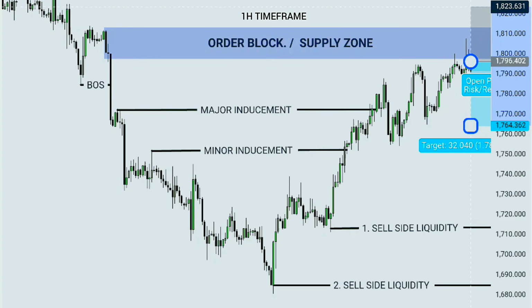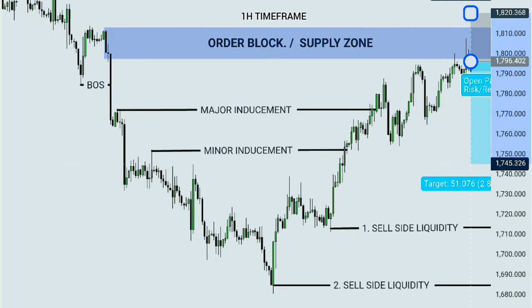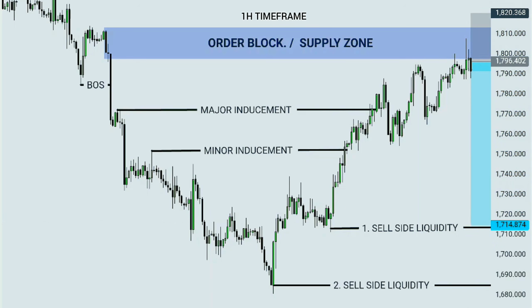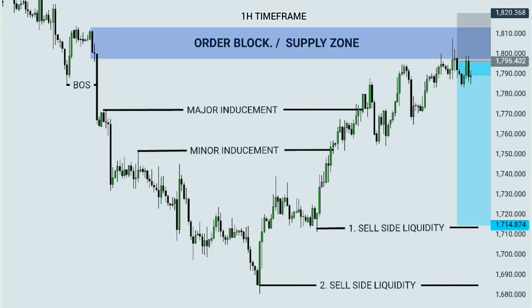Sell trade execution on this chart is based on confirmation, not anticipation. After price delivers into the higher time frame bearish order block in premium, I do not enter immediately. I wait for lower time frame confirmation to show that sellers are in control. Once price forms a lower time frame break of structure with clear displacement, that shift confirms bearish intent. From there, I look for a controlled retracement into a lower time frame supply zone or fair value gap created by the displacement. This becomes my execution area, allowing risk to stay defined.